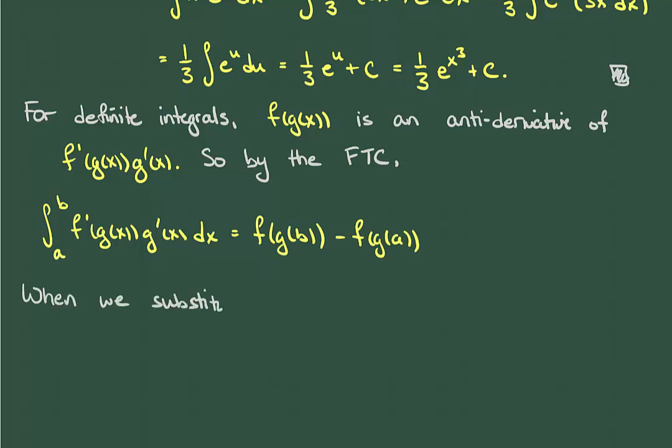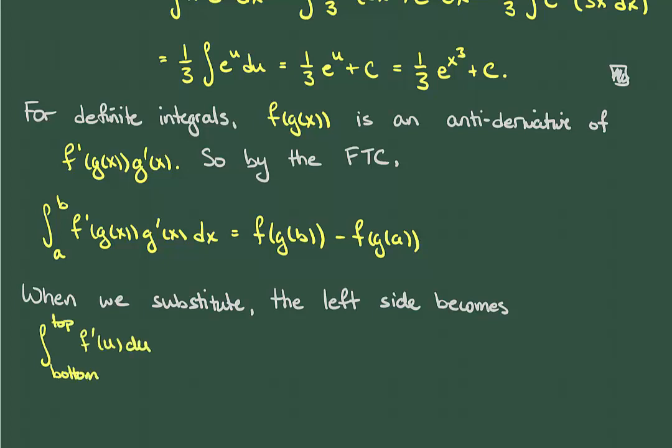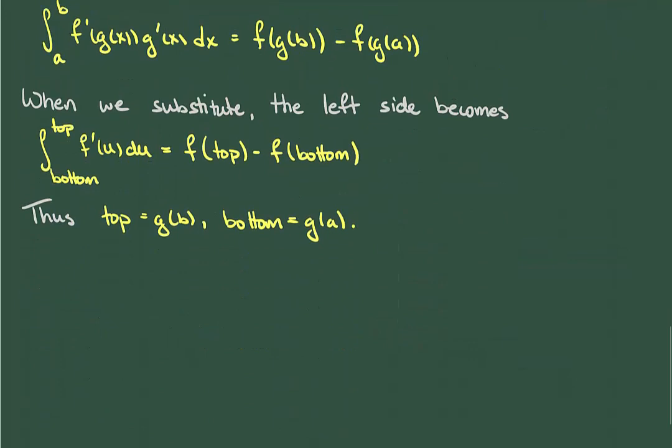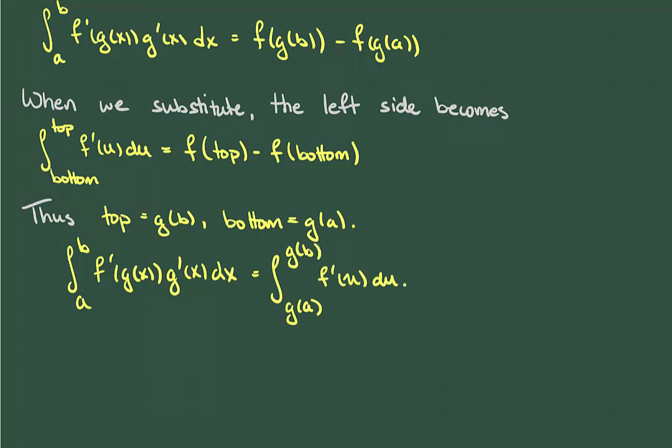On the other hand, when we make the substitution u equals g of x, the integral changes. I'm just going to write top and bottom for the bounds of integration because we don't know what they should be yet. An antiderivative for f prime, though, is f, so by the FTC, we get f top minus f bottom. If we want these to be equal, we can see that top should be g of b and bottom should be g of a. Hence, when doing substitution with a definite integral, we do exactly the same procedure as an indefinite integral, but we just have to remember to change the bounds of integration.